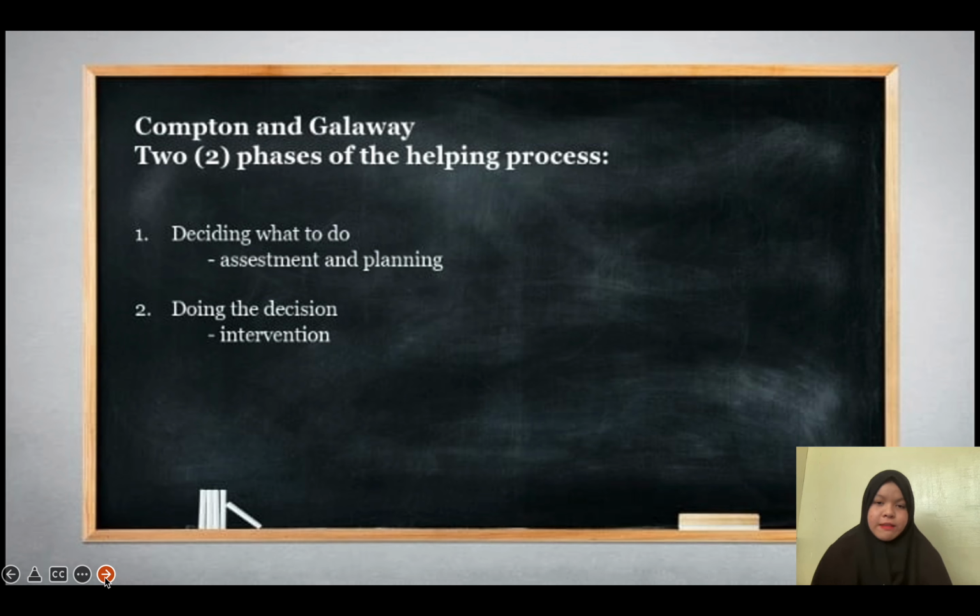And there are two phases of the helping process, according to Compton and Galloway. The first one is deciding what to do, or the assessment and planning. And the second one is doing the decision, or the intervention.